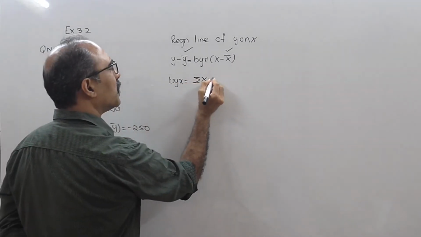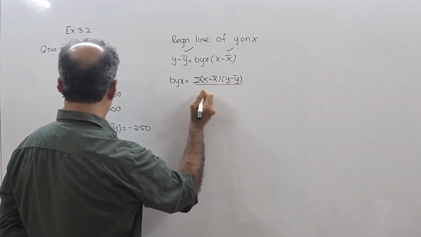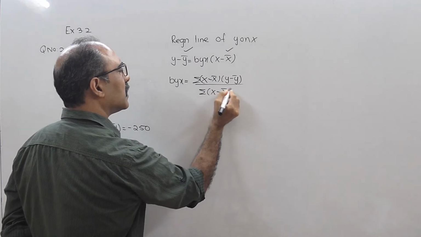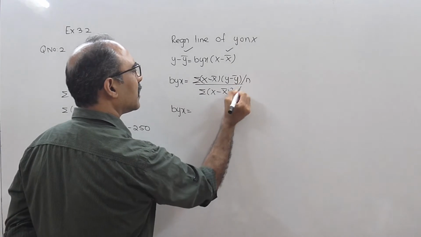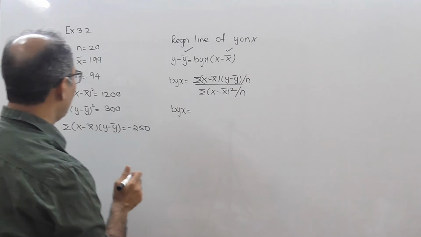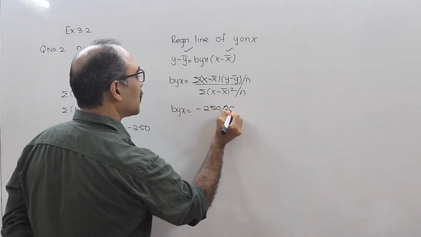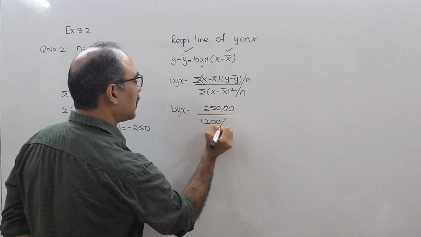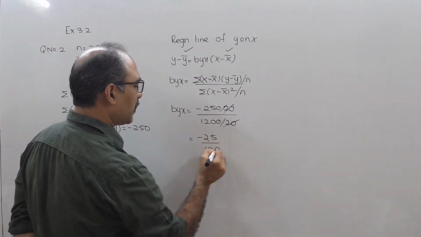As per the details given here, we can use the formula byx equals sigma (x minus x bar)(y minus y bar) upon sigma (x minus x bar) the whole square. Even if you don't write n it is okay, because n and n get cancelled. So byx will be equal to minus 250 upon 1200, and dividing each by n equal to 20, you get minus 25 upon 1200.